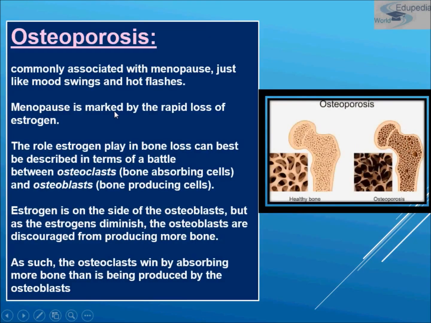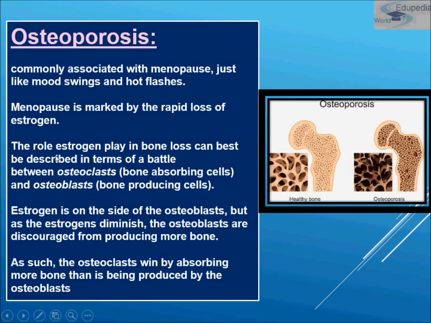Now the third is osteoporosis. Osteoporosis is commonly associated with menopause, just like mood swings and hot flashes. Menopause means stoppage of the menstrual cycle. Menopause is marked by rapid loss of estrogen. The role estrogen plays in bone loss can best be described in terms of a battle between osteoclast and osteoblast. Osteoclast means bone absorbing cells, and osteoblast means bone producing cells.